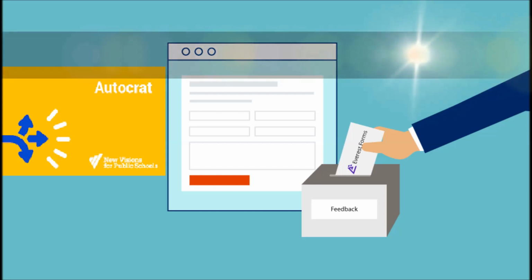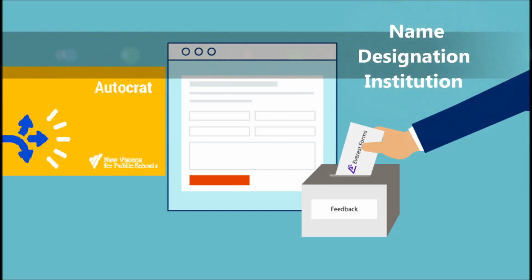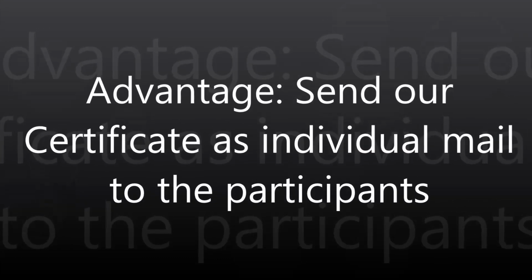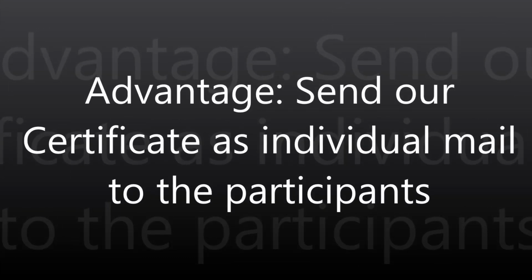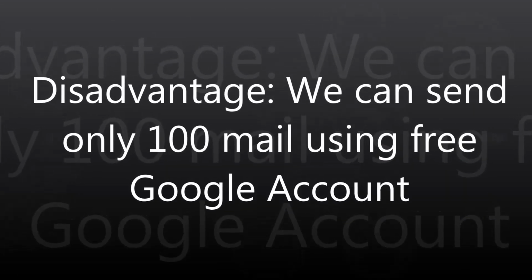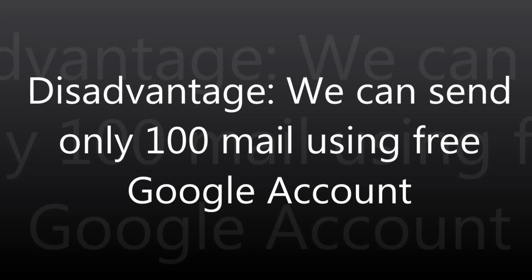Usually at the end of the webinar, we will be asking the participants for feedback. Obviously, we will be asking questions like name, designation, institution, etc. So with these details, we are going to auto-generate certificate. One advantage of this method is we can make the certificate of the participants reach individually, but another disadvantage is that a Google account permits us only to send 100 mails per day from a free Google account.